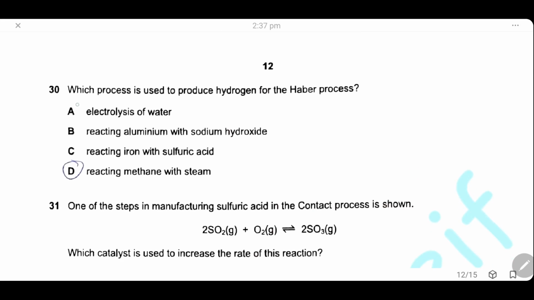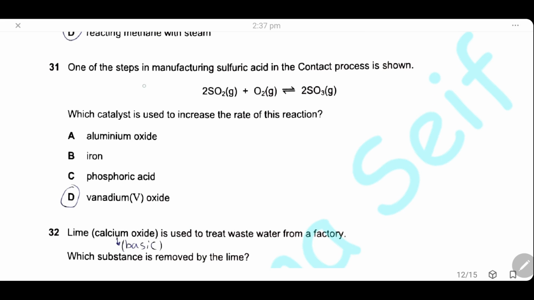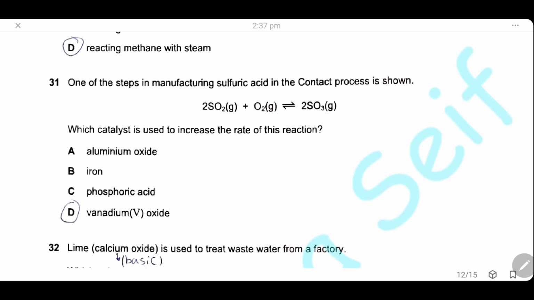Question 30. Which process is used to produce hydrogen for the Haber process? For the Haber process, hydrogen is produced by reacting methane with steam, and the answer is D. Question 31. One of the steps in the manufacturing of sulfuric acid in the contact process is shown. Which is the catalyst used to increase the rate of this reaction? The catalyst here in the contact process is vanadium oxide, and the answer is D.